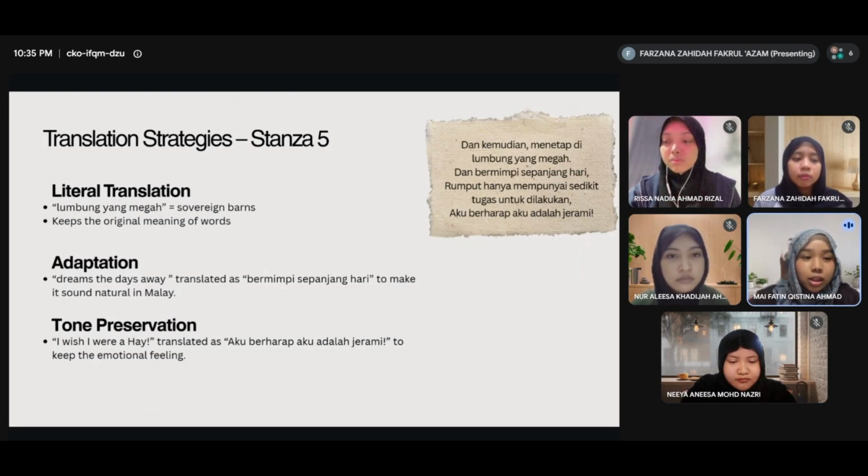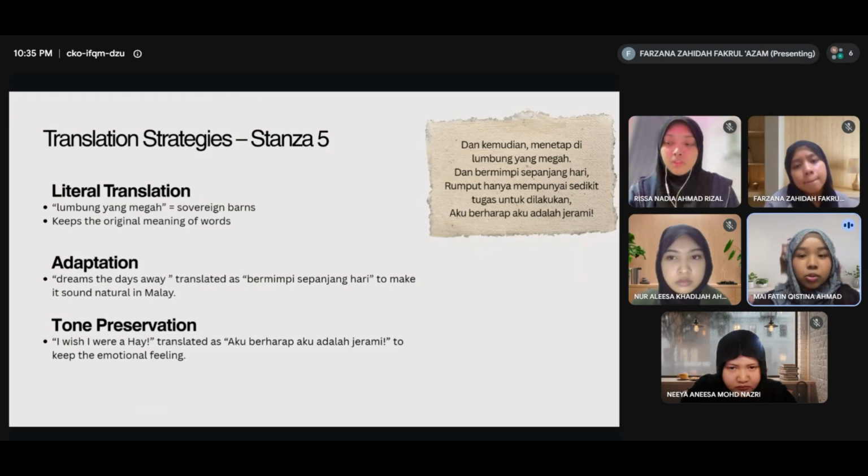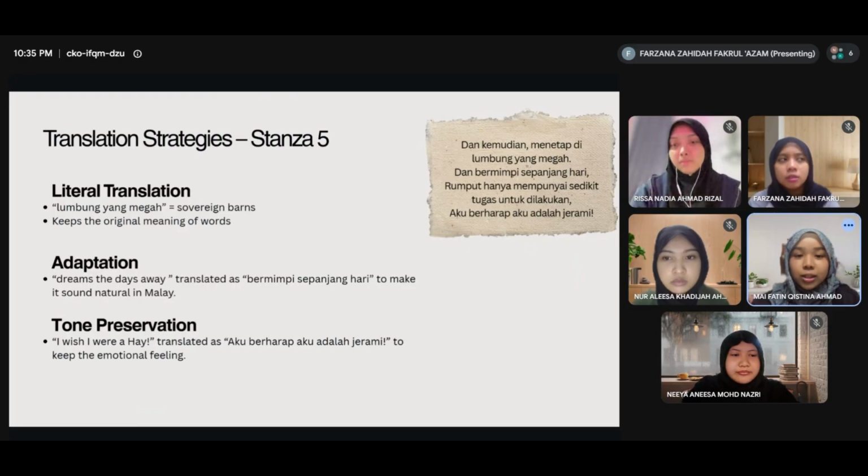The second one is I have used adaptation. The phrase "dreams the days away" was translated as "bermimpi sepanjang hari." The reason why I chose this is because a direct translation would sound awkward in Malay. So instead, I made it more natural while keeping the meaning that time is spent peacefully and slowly.